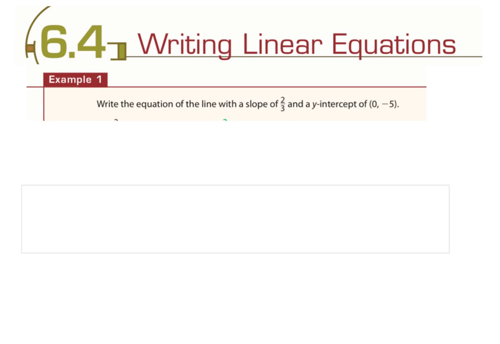It says, write the equation of a line. So they are asking for something like y equals mx plus b. That's an equation of a line. With a slope of 2/3 and a y-intercept of (0, -5). Well, they gave us the m and they gave us the b. We've done this particular one. We're just going to fill it in. Y equals 2/3. That's my m.